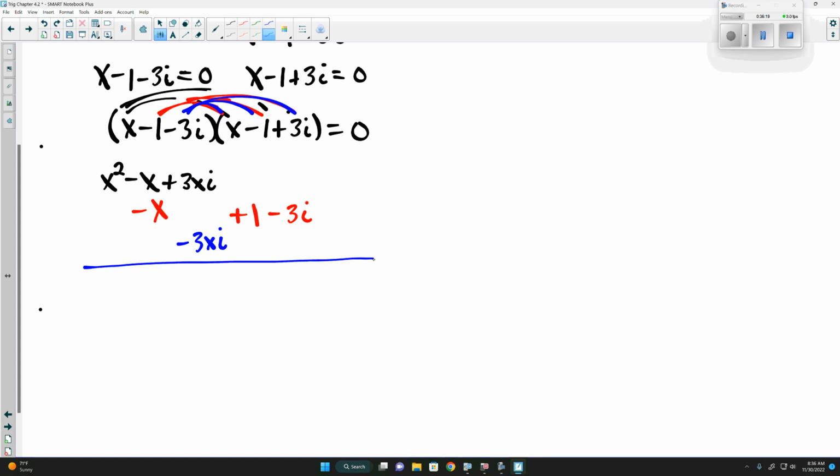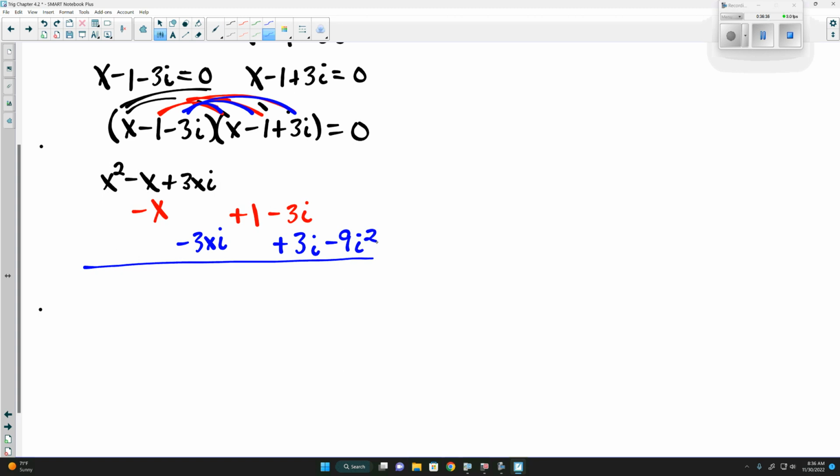Line them up with his like term. Negative 3i times negative 1 is plus 3i. Negative 3i times 3i is negative 9i squared.